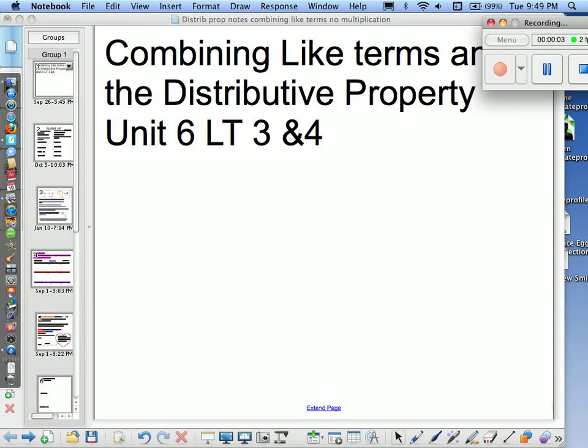Okay, everybody should have these notes out in front of them. Combining like terms, we're going to be using the distributive property. So these two should be two new learning targets for you. Okay, learning target 3 and 4 of Unit 6.